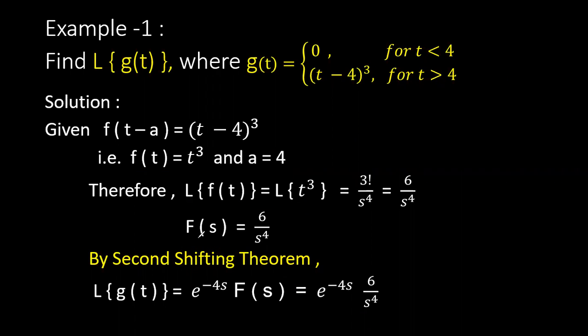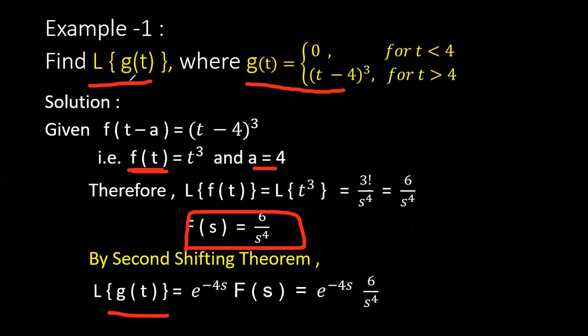Okay, from the second shifting theorem, we have to get the Laplace transform of g of t. From the given g of t function, we first identified f of t and the a value, and we got the f of s function by applying the Laplace transform to this f of t function. Finally we got f of s. Now we have to apply the Laplace transform to g of t.